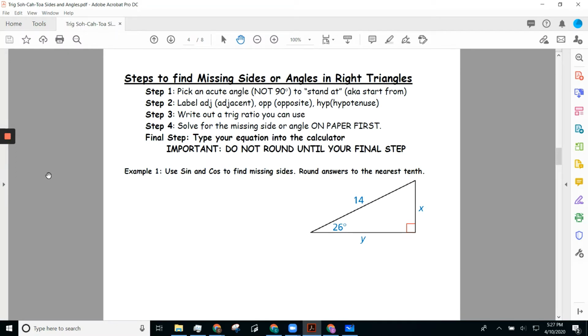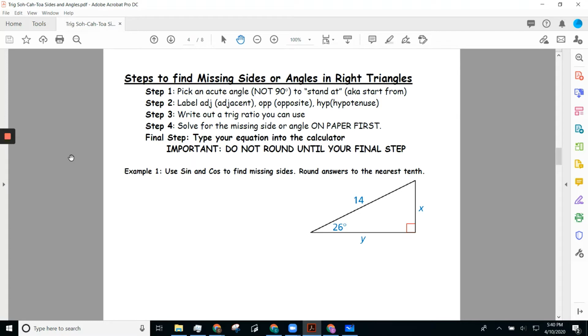Okay, so here's the next page. We're going to focus right now on finding the steps for missing sides. So the steps to find those missing sides or angles in right triangles. The angle questions will come later. The side questions are what we're looking at right now.